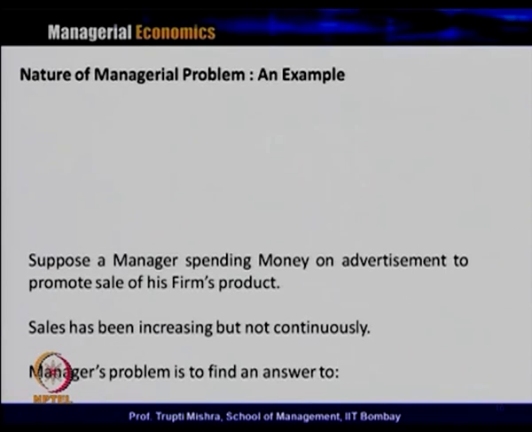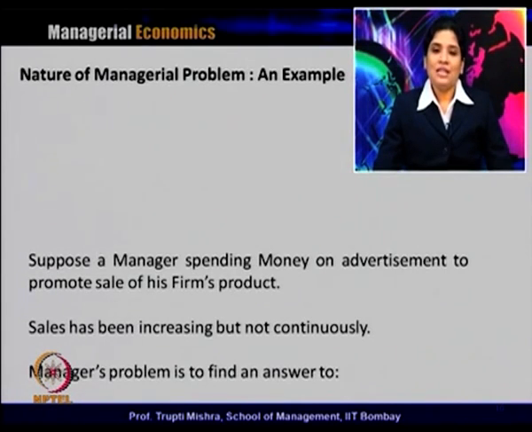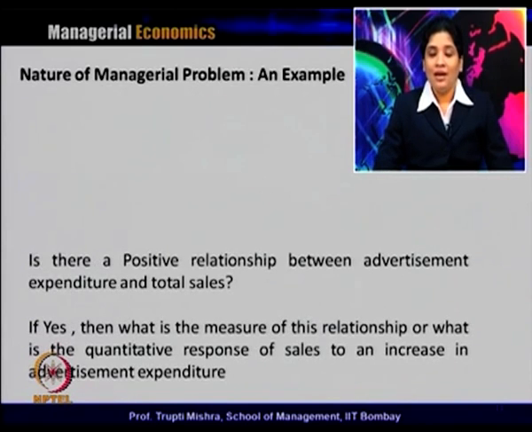In response to this spending on advertisement, sales have been increasing but not continuously. Sometimes they increase more, sometimes less, and sometimes they are constant. Now what is the nature of the managerial problem? The managerial problem here is to find an answer to whether there is a positive relationship between the advertisement expenditure and the total sales. Because the manager is spending a good amount of money on advertising, the first question always is whether it is affecting total sales positively.